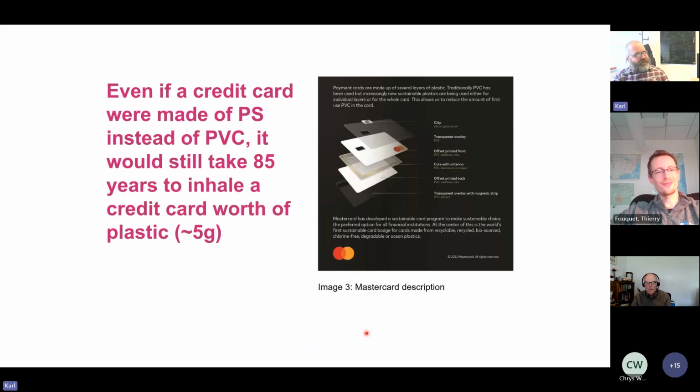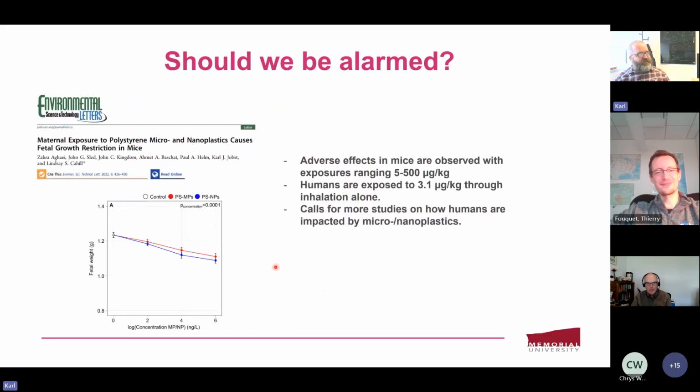A credit card, if it's 5 grams, assuming it was made of polystyrene, not PVC, which is what they're made of, still takes something like 85 years at the rate we've proposed to inhale. So you're safe. You're probably not consuming that much plastic. We don't necessarily know what a safe level is.